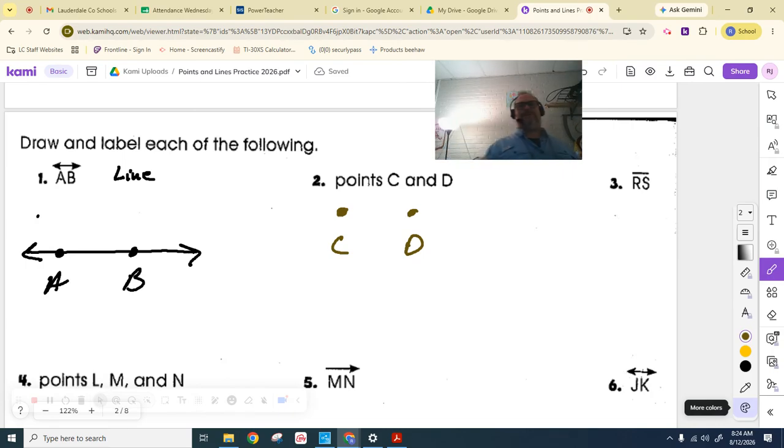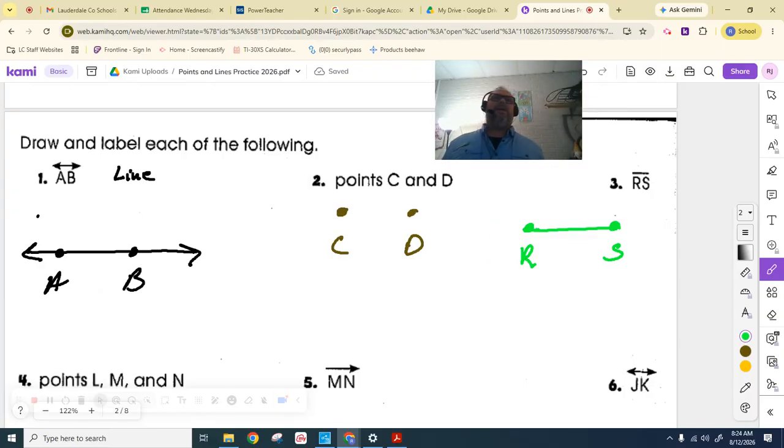This is what's funny. So many people did number 2 as either a line or a line segment, and then on number 4, you actually did the dots spread around. All right, so this is a line segment, so we should have a dot here and a dot here, line RS. Now, notice how my line stops at the dots.